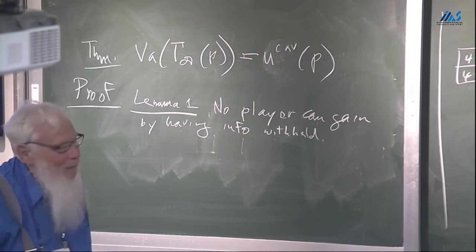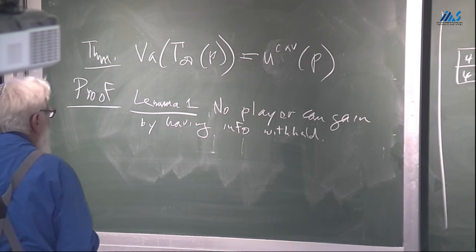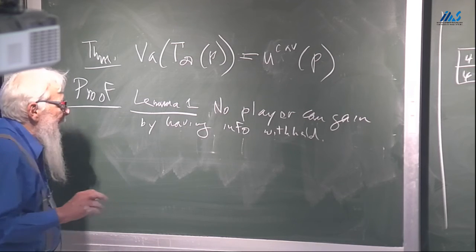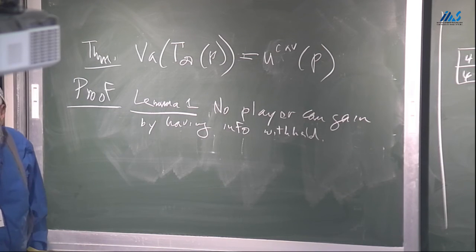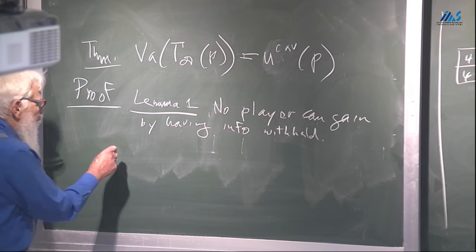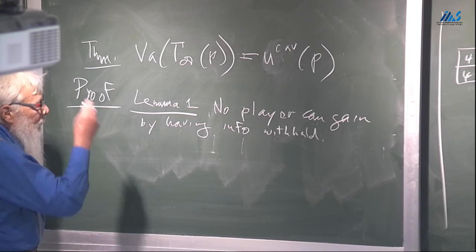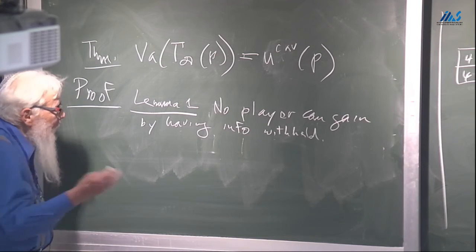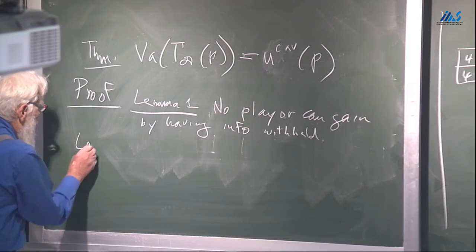Hirschleifer, that's right. But in a two-person zero-sum game, that can't happen. You can't gain from having less information. All right? That's lemma 1. I'm not going to prove it. It's very simple. I mean, you can just ignore your information. Okay? Okay. Lemma 2.